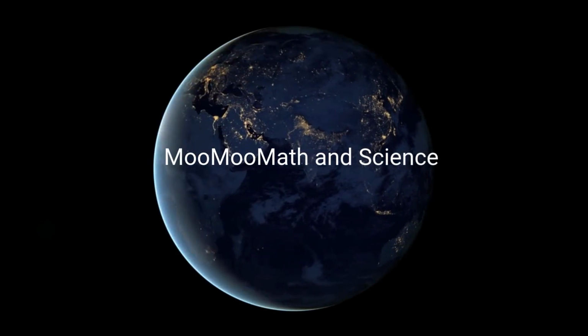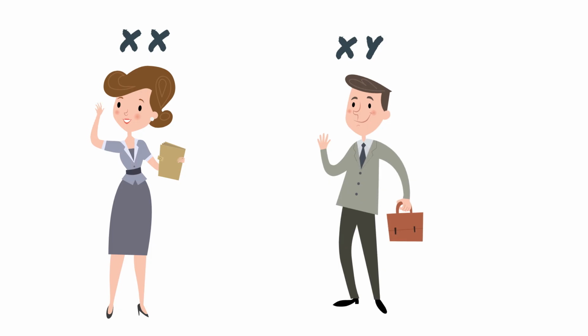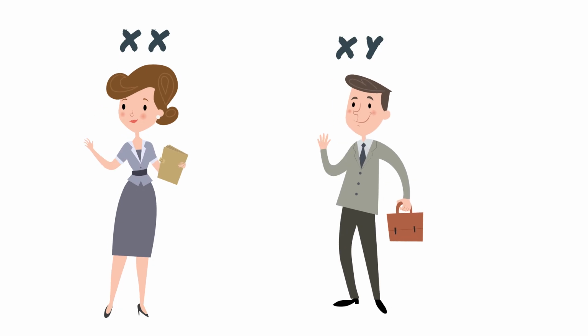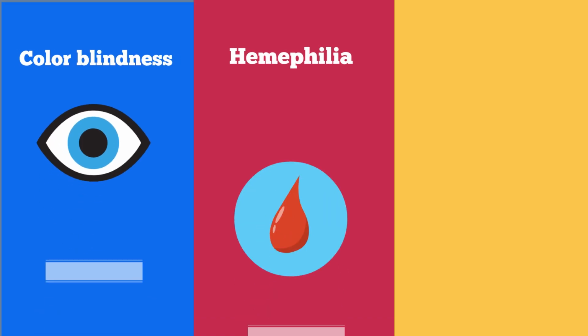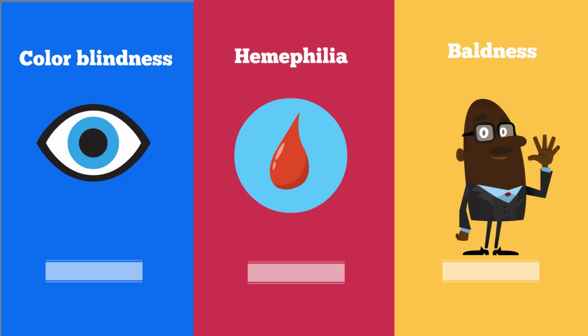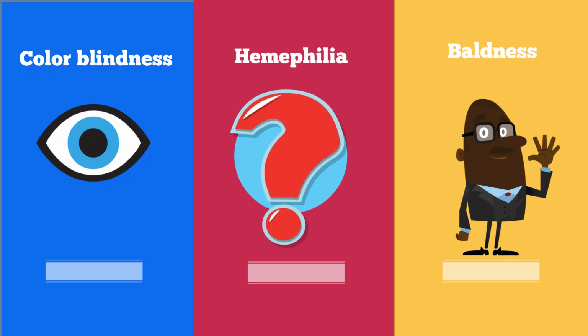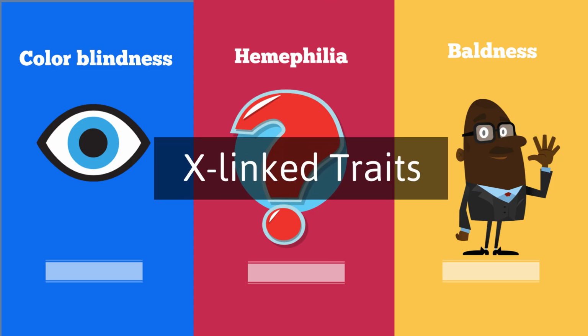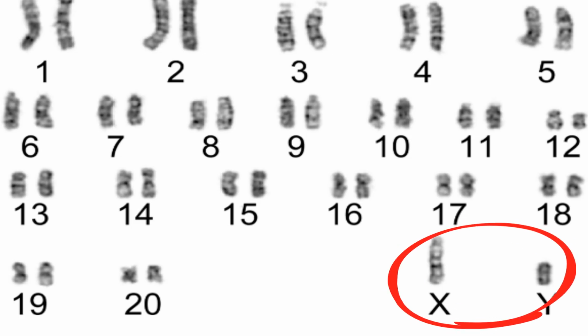In this video, I'd like to talk about X-linked inheritance. What do color blindness, hemophilia, and male pattern baldness all have in common? They are all X-linked traits. An X-linked trait is a trait attached to the X chromosome.